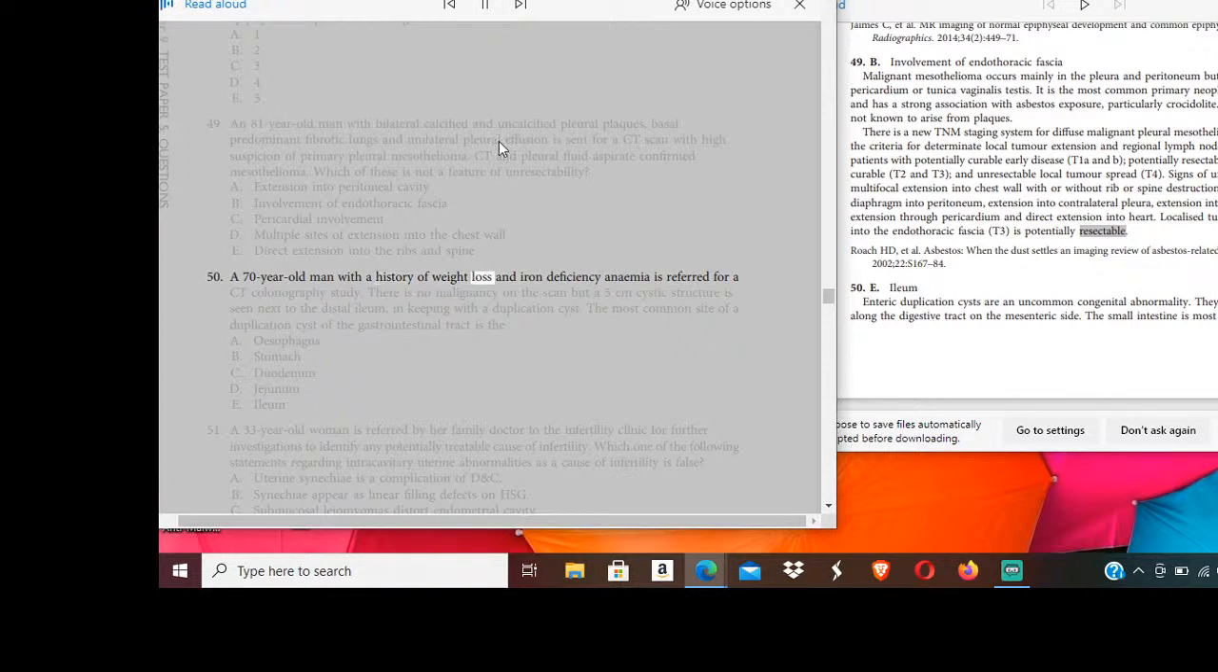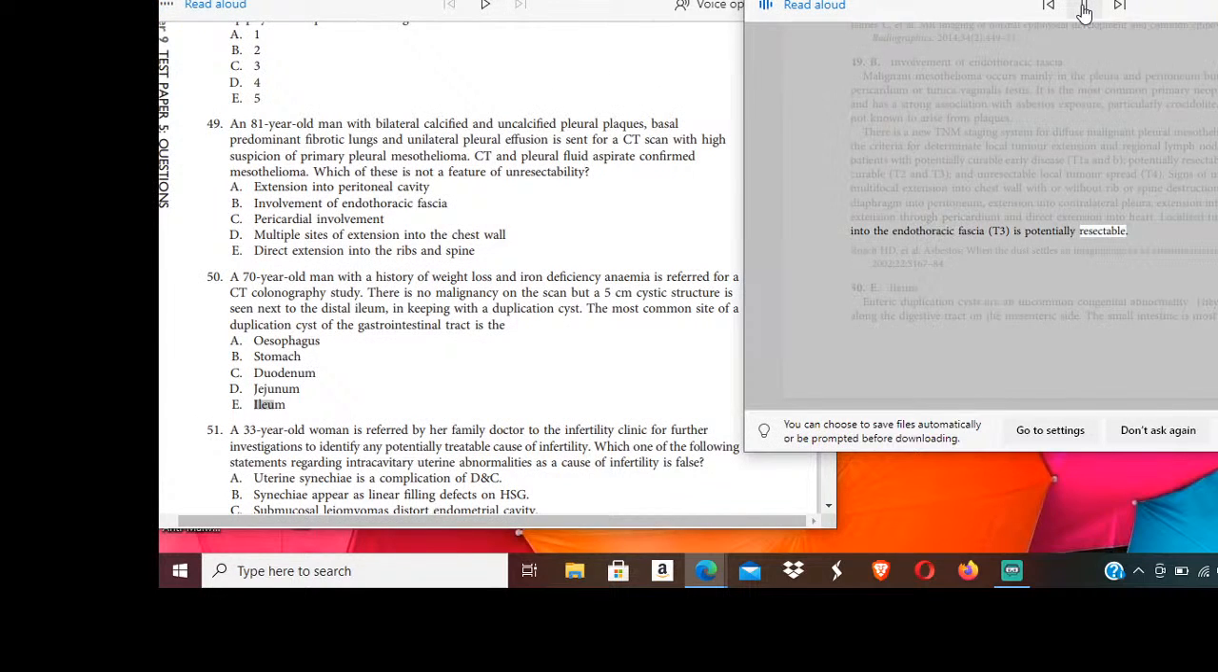A 70-year-old man with a history of weight loss and iron deficiency anemia is referred for a CT colonography study. There is no malignancy on the scan, but a 5 cm cystic structure is seen next to the distal ileum, in keeping with a duplication cyst. The most common site of a duplication cyst of the gastrointestinal tract is the A, esophagus, B, stomach, C, duodenum, D, jejunum, E, ileum.